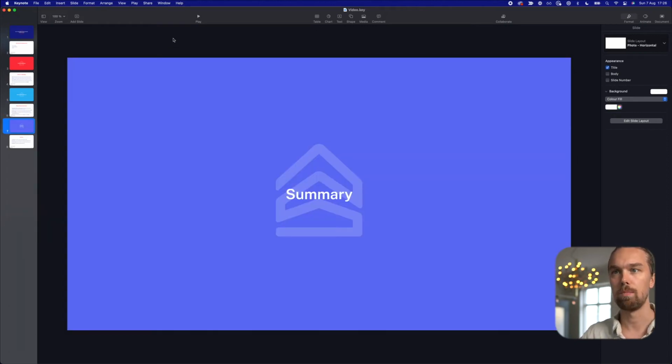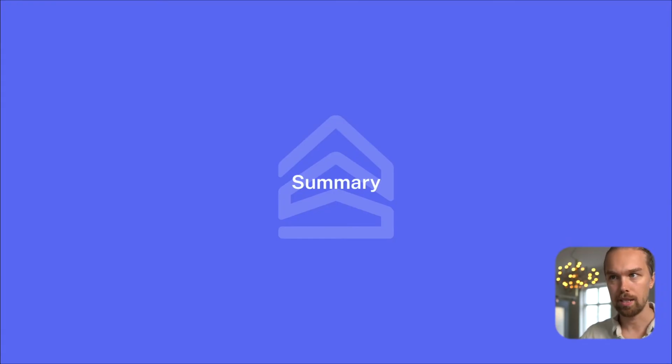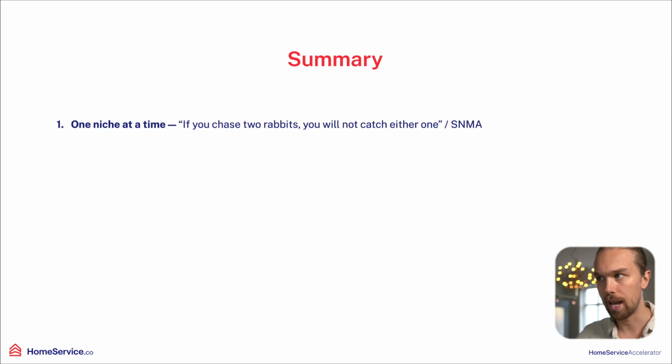So let's go through the summary, right? So first of all, one niche at a time. If you chase 2 rabbits, you will catch none essentially, right? You won't catch either one. So you want to do an SMMA, a super niche marketing agency. And that's pretty much everything I talk about on this channel.